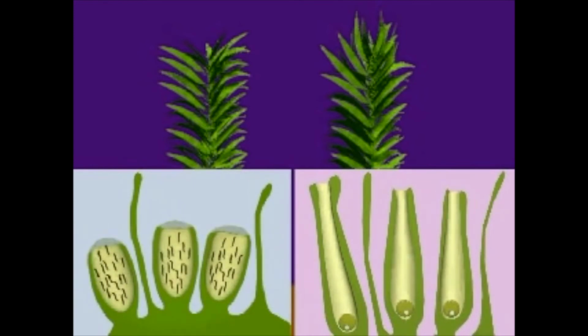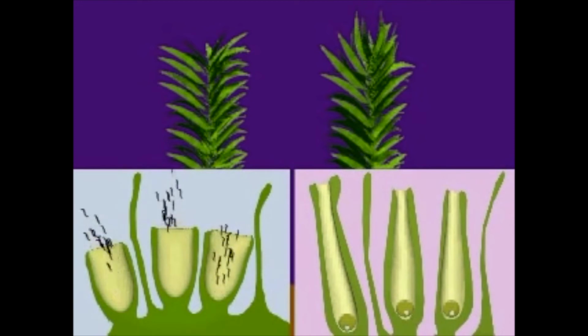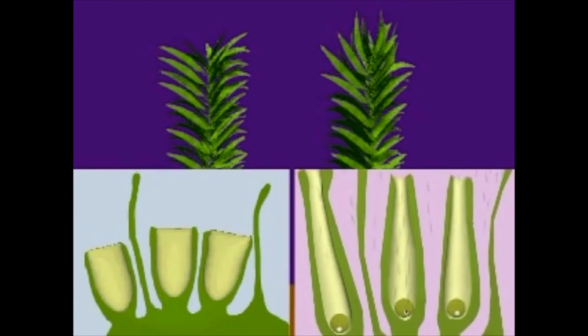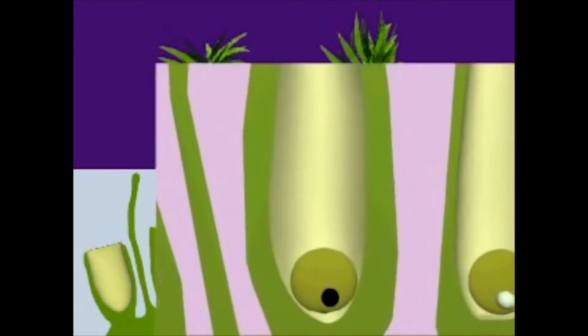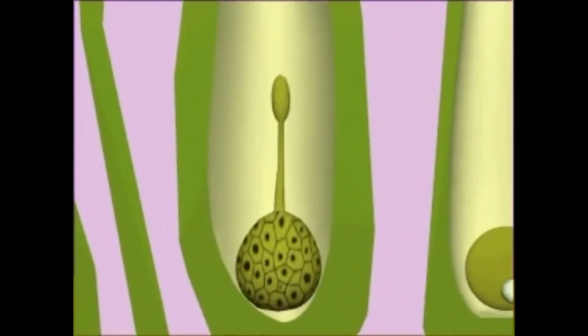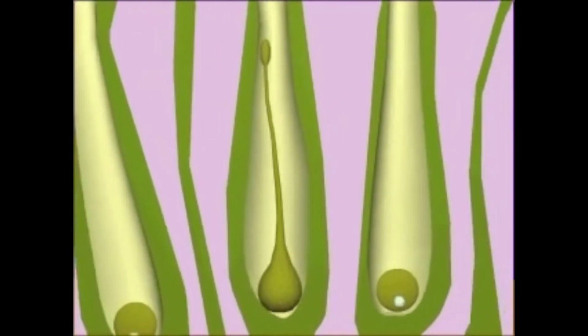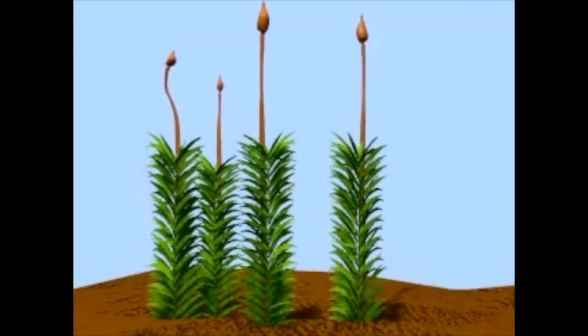Sperm are released from the antheridium and swim to the archegonium. Fertilization takes place inside the archegonium and a zygote is formed. The zygote divides by mitosis to form a new sporophyte in the form of a stalk and capsule.